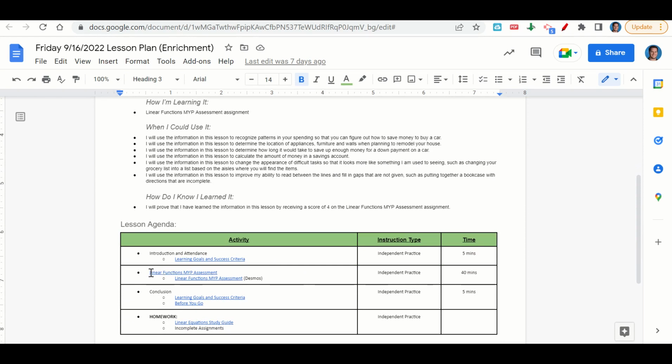After that, I'll give you time to complete the linear functions MYP assessment assignment on Desmos. Once you've completed the assignment, we'll go back over our learning goals and success criteria while you fill out your exit ticket before you go. Your only homework for tonight is to continue working on the linear equation study guide and any incomplete assignments that you may have.